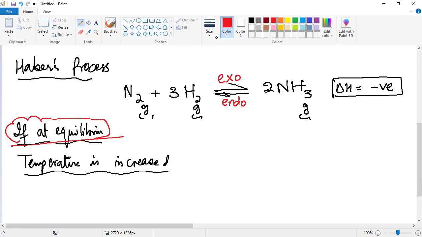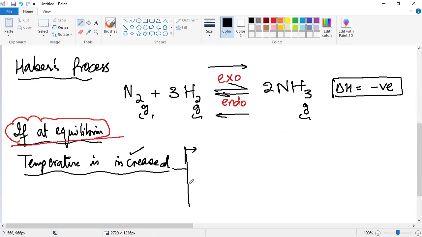then what would happen accordingly? I mean, you will respond according to the questions asked. So if the examiner says what happens to the rate of forward reaction, we would say rate of forward reaction increases, rate of backward reaction increases, all rates increase, but increasing temperature increases rate of endothermic more than exo. So equilibrium shifts to the endothermic or left hand side.